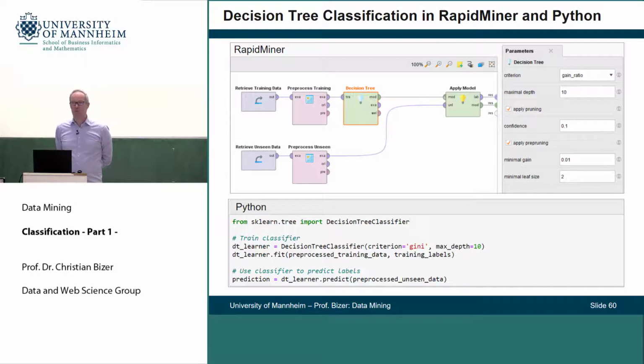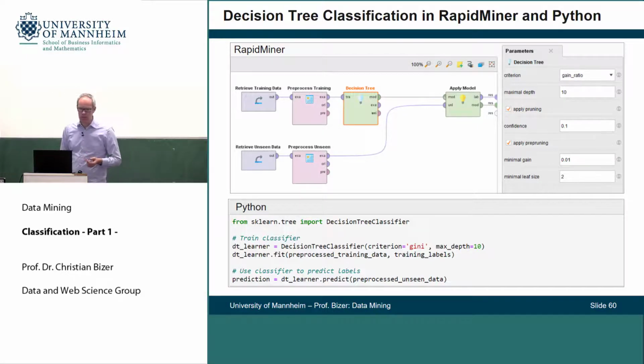Maximal depth, that is pre-pruning. We say we don't want deeper trees than 10. Confidence is, if we do splitting, how much gain do we have? Minimal gain and maximal leaf sizes are all pre-pruning parameters that we can set. If there are only 2 examples in some bucket, don't split it again.